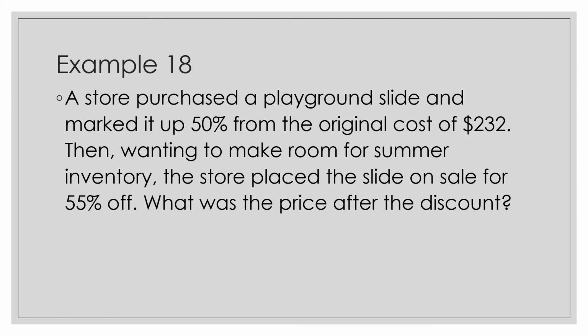A store purchased a playground slide and marked it up 50% from the original cost of $232. Then, wanting to make room for summer inventory, the store placed the slide on sale for 55% off. What was the price after the discount? Okay, so they've originally marked it up 50%, so 50% of the $232. So 0.50 multiplied by 232 is $116. So that $116 is representing how much they've marked up the item.